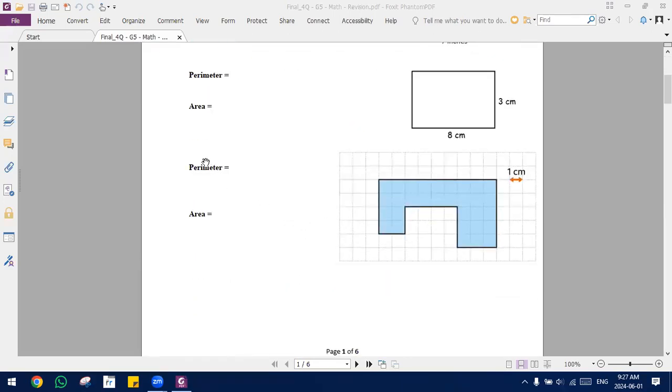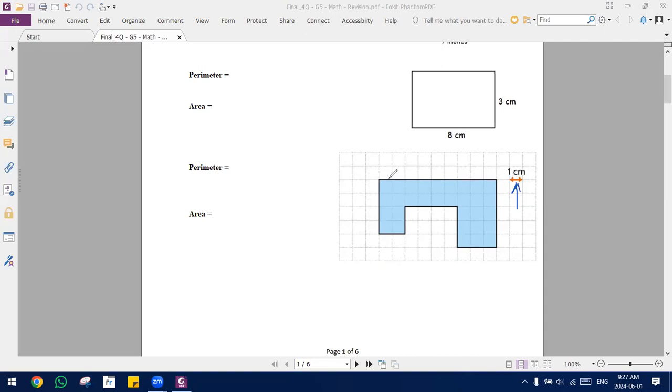Okay, now this shape, it says find the perimeter and the area. As you can see here, we have the squared grid, so we can count the squares. For the perimeter, I need to add all the sides. So first of all, let me write the length of the side. How can I find them? As you can see here, it says 1 square is 1 centimeter, as always, okay?